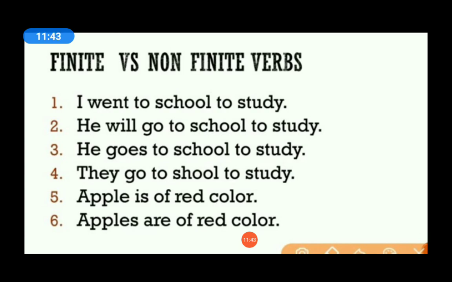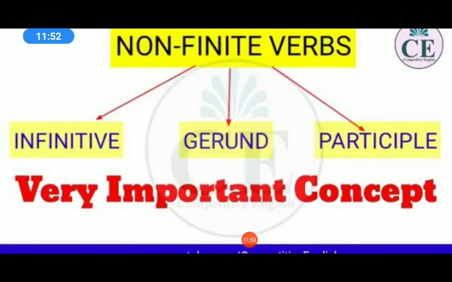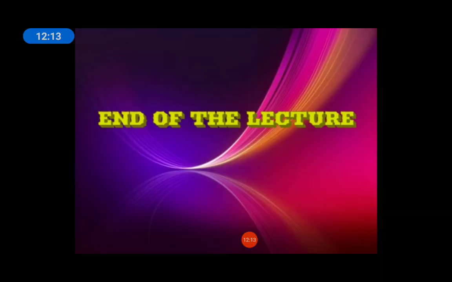I think this much is clear to you, and we have learnt about finite and non-finite verbs. What is the difference between the two? Then non-finite verbs are further classified into 3 more types, and they are infinitive, gerund and participles. And again, it is a very important topic in English grammar, which we will be studying in our next lecture, inshallah. Hope you must have understood everything about finite and non-finite verbs.